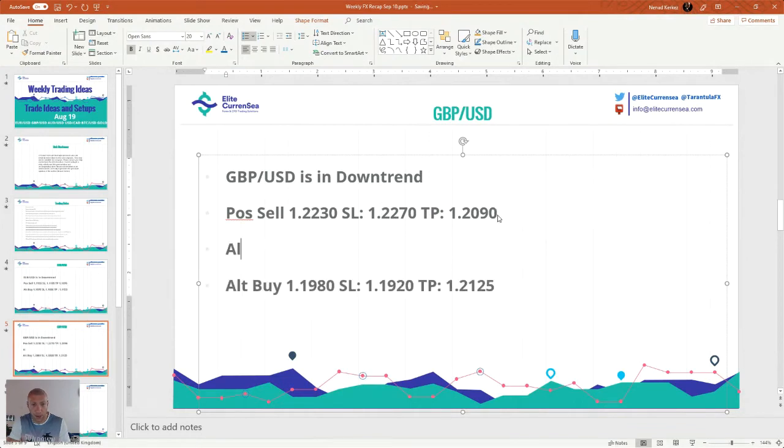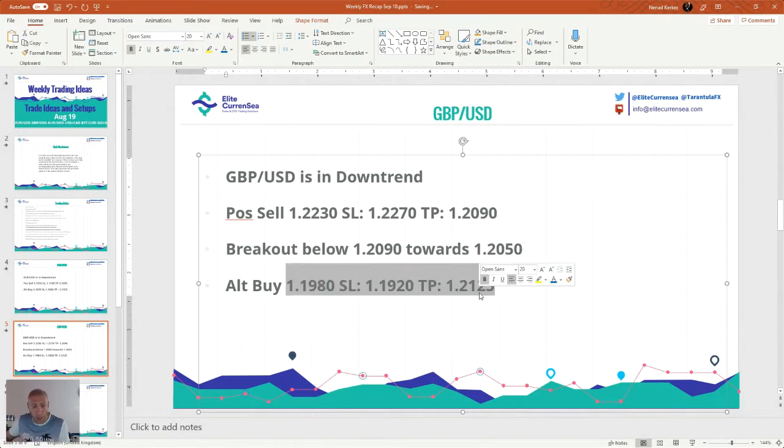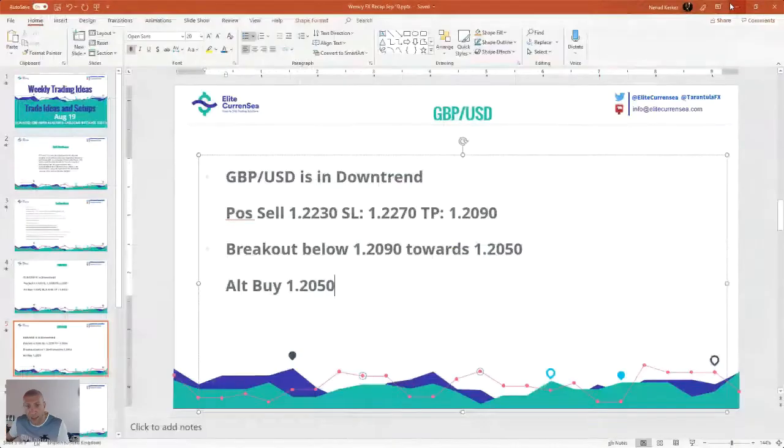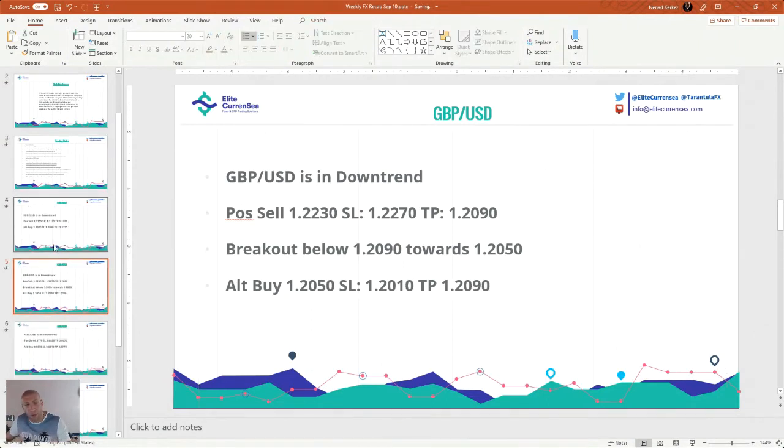Okay, alternative: breakout below. Watch for this also. Alternative buy 1.2050. Stop loss is below the low of this candle, 2010. Always add a spread to your stop loss. And the target, if it breaks 2090, 2050, then the target is 2090. I don't think it will pull back. It will probably drop even more.